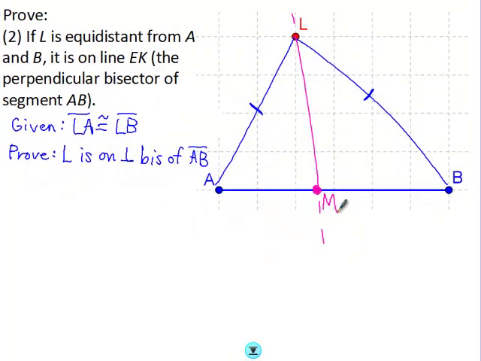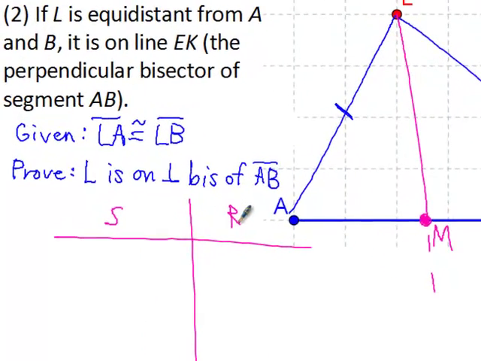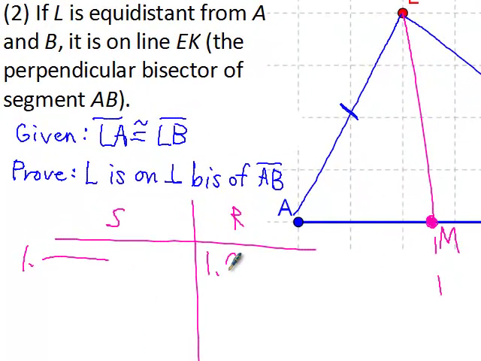All right, and now columns, statements, reasons. The statements are true. The first one's true because it's given. You know that LA and LB are congruent. Now, I want to point out something.